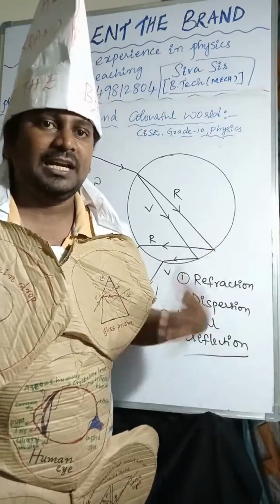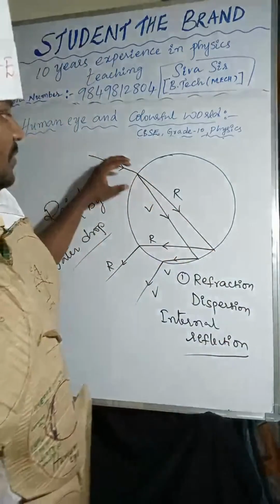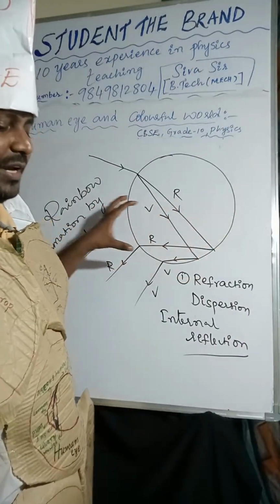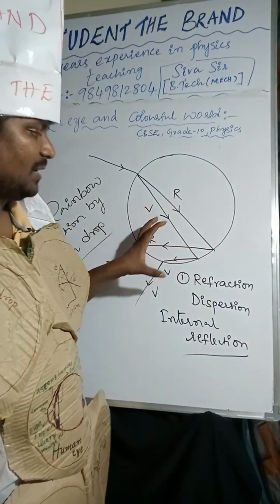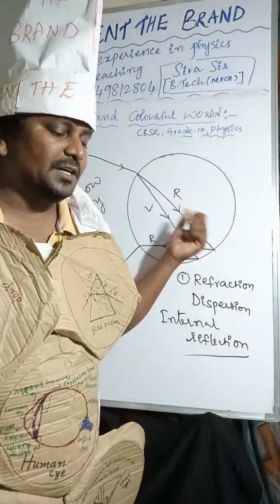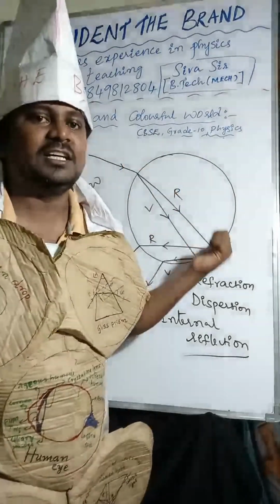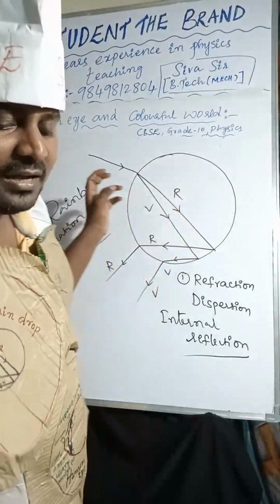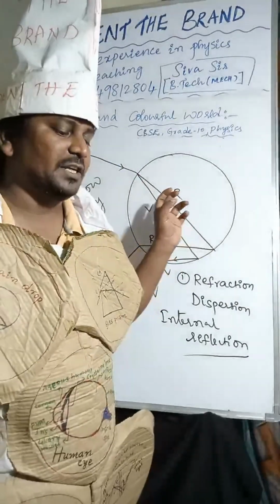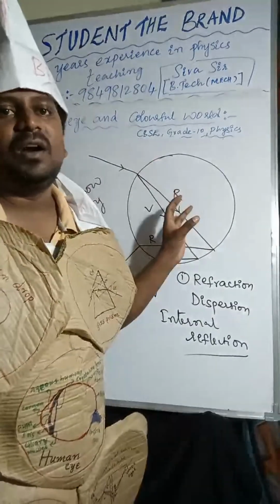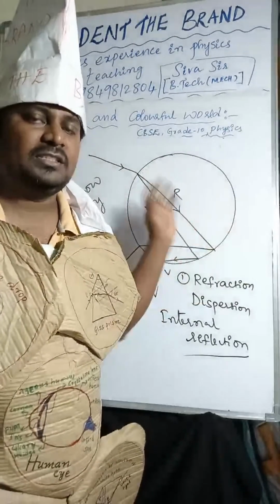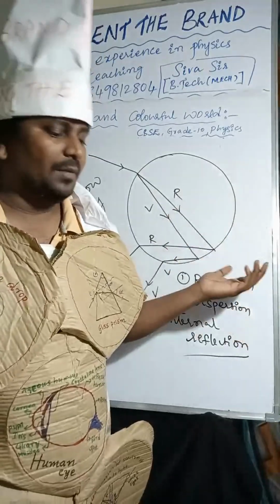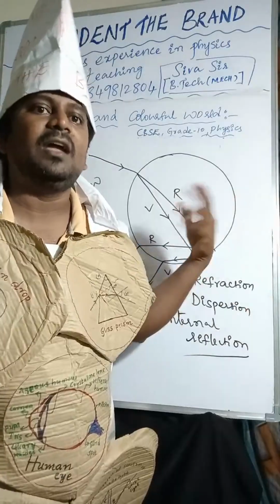Refraction, dispersion, internal reflection. Whenever the light falls on it, it's split into 7 colors. Those 7 colors will form. Again, those will reflect back. So refraction, dispersion, internal reflection. This is the phenomena involved in the formation of rainbow by water droplet.